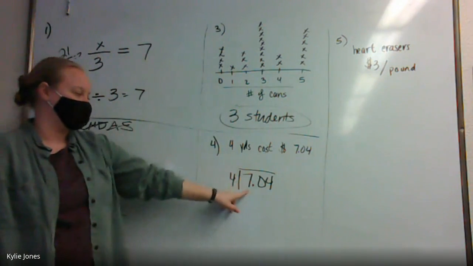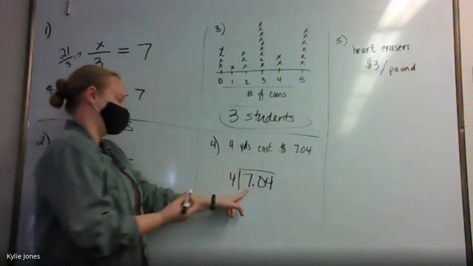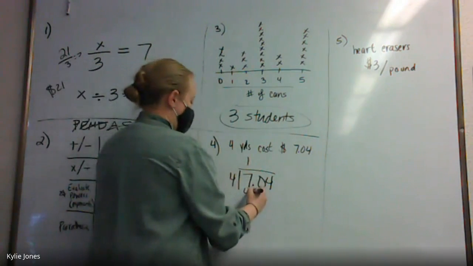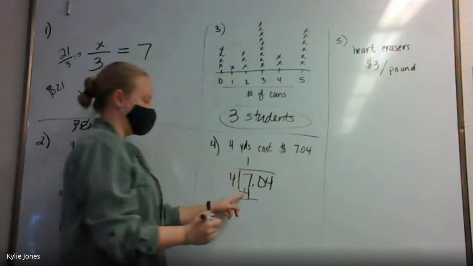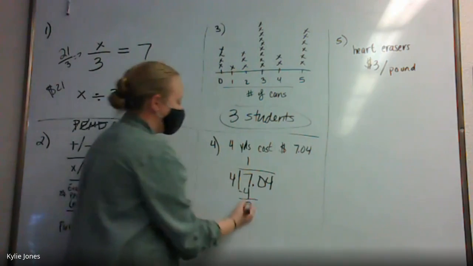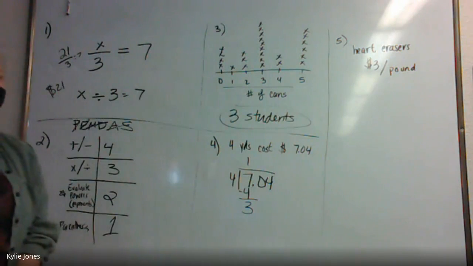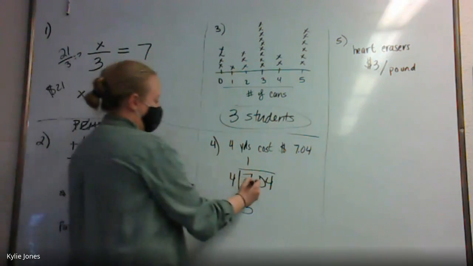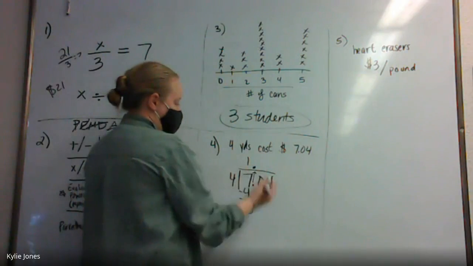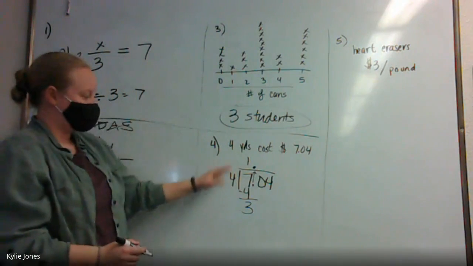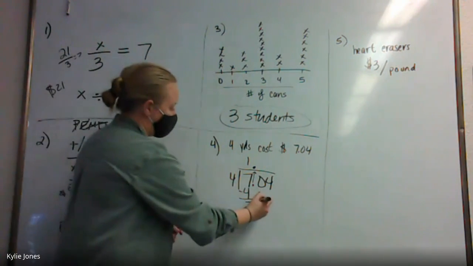Does 4 go into 7? Yeah. How many times? 1 time. Drop down your 4. What's 7 minus 4? 3. What did I forget to do before I started? Good. I forgot to put the decimal up there. Don't forget to do that. Okay, so then drop down your 0.